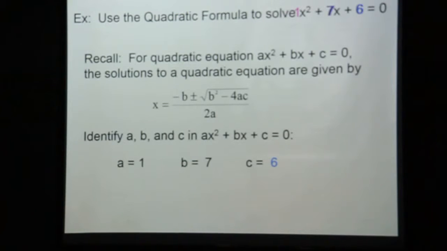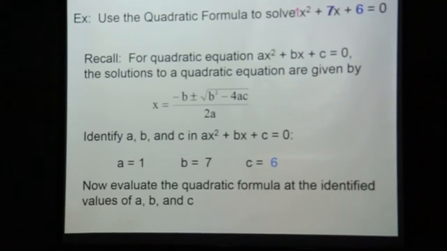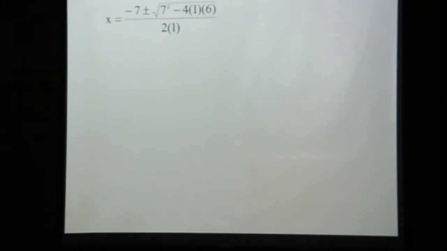Your a is your x squared term, your b is your linear term with x, and your c is by itself there in the last term. So we recognized a, b, and c. From there, you're going to plug it into the quadratic formula, so it looks like this, and then reduce, right? So 7 squared is 49, and 4 times 6 is 24. You subtract, you get negative 7 plus or minus rad 25 over 2, right?